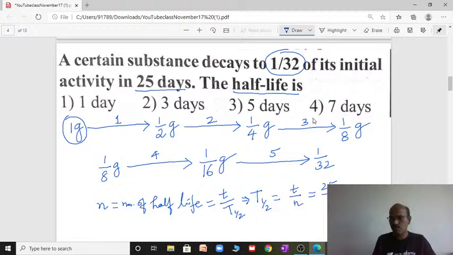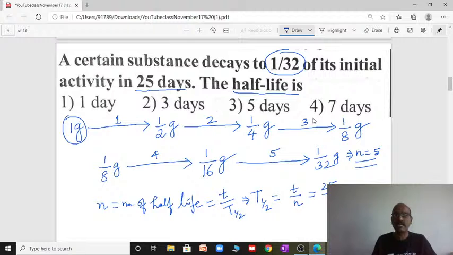Third half-life it becomes 1 by 8. Fourth half-life, 1 by 16. Fifth half-life, it becomes 1 by 32. See the question: 1 by 32 of its initial activity in 25 days. That means the number of half-lives, n, equals 5. To become 1 by 32 of its original, it takes 5 half-lives.